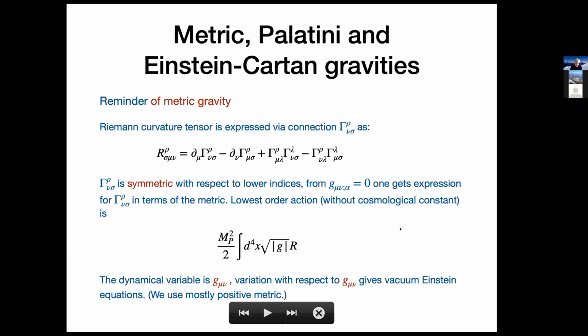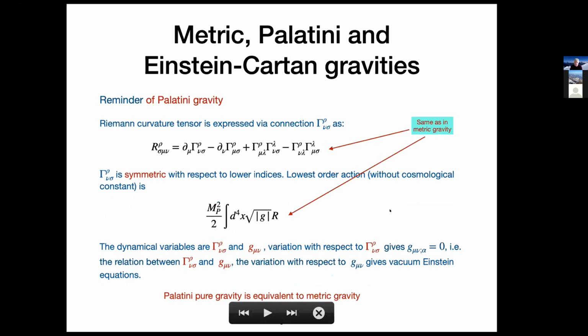I'm not going to talk about the cosmological constant here. And here is the Einstein-Hilbert action. Now you make a variation of this action with respect to the metric, and that gives you the vacuum Einstein equations. Okay, so this is what we can call metric gravity.